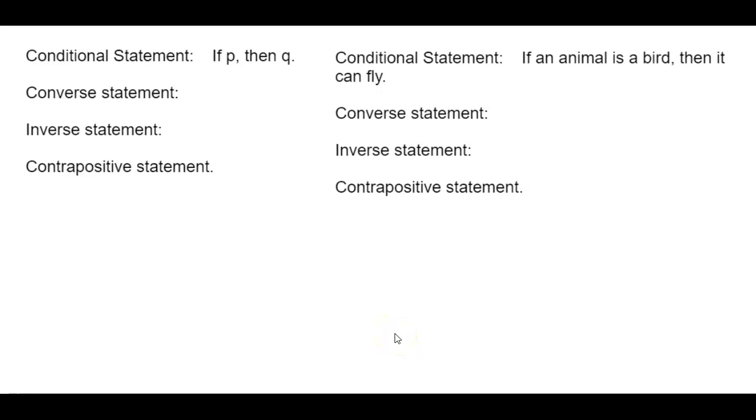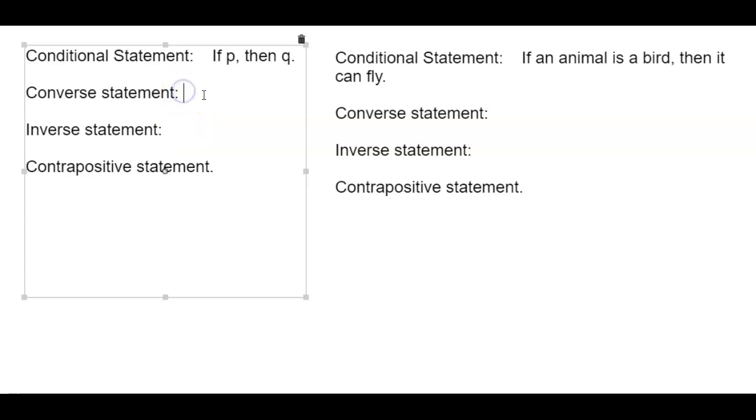So let's take a closer look at our conditional statements. Our conditional statements are if-then statements. We can rearrange these conditional statements and come up with some other statements that have their own specific names and their own specific properties. So our conditional statement was if P, then Q, where P was the hypothesis and Q was the conclusion. In our statement, if an animal is a bird, then it can fly. The animal is a bird is the hypothesis, and it can fly is the conclusion.